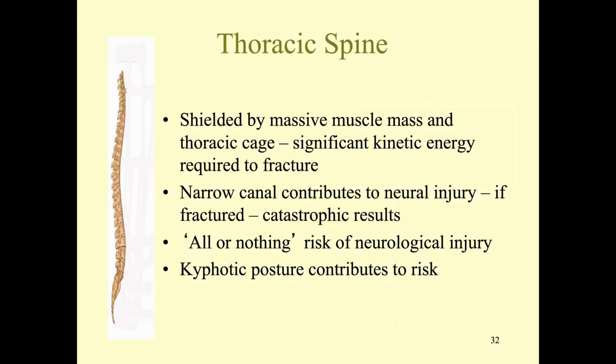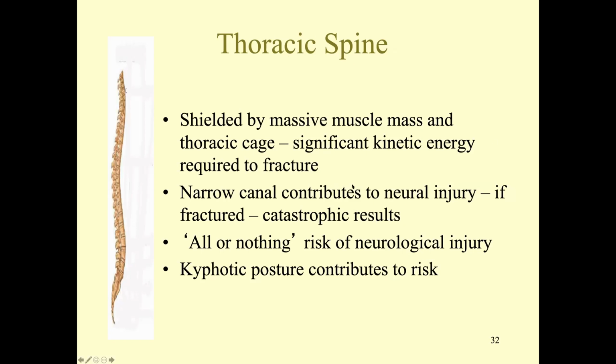Thoracic spine, we have already discussed, is shielded by the massive muscle mass of the thoracic cage. So you need a lot of energy to fracture. If there is a cervical or a thoracic spine fracture, you must look at the whole body from head to toe. There must be more fractures because it needs a lot of energy to fracture a thoracic spine. So more often than not, these dual injuries are seen in thoracic spine fractures.